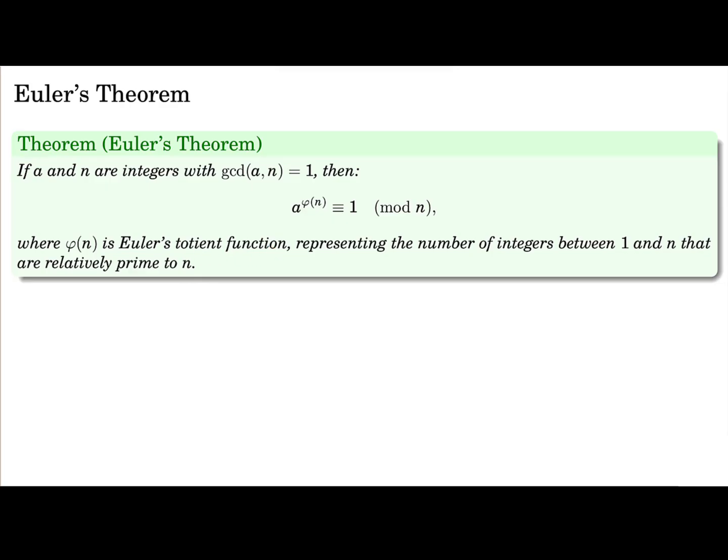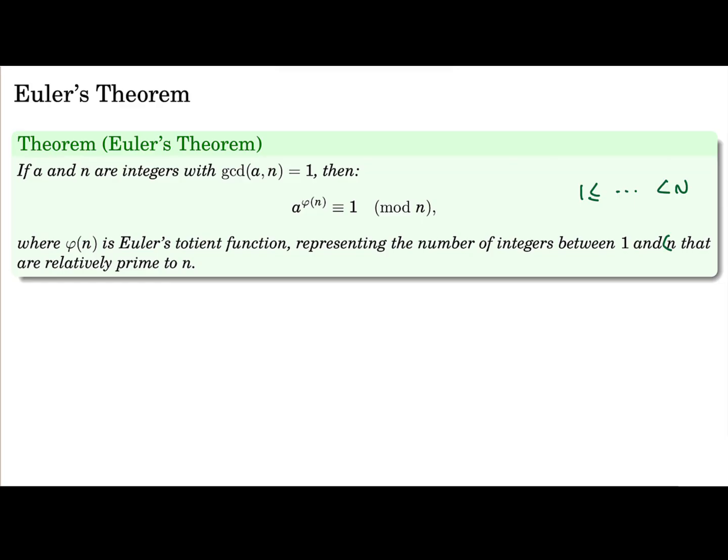What Euler's totient function does is it counts the amount of integers between 1 and n. Here you don't include n, so the numbers are greater than or equal to 1, but strictly smaller than n. So how many of these numbers are relatively prime with n? That's what phi of n does.